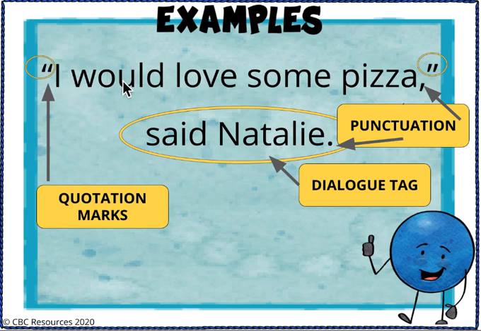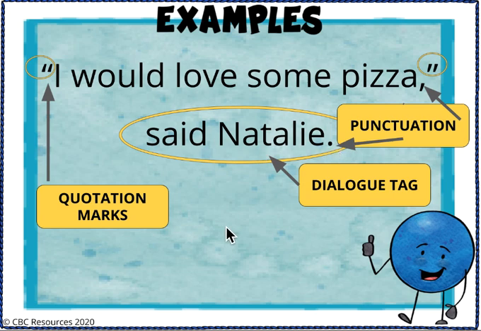So here's an example. "I would love some pizza," said Natalie. Well, Natalie is saying, "I would love some pizza," and we put quotation marks in front of her words and after her words. We used a comma. Notice the comma comes and then the quotation marks. We use a comma because this is a statement. All right. The dialogue tag is "said Natalie," and don't forget a period at the very end of that sentence. So it would be quotation mark, "I would love some pizza," comma, quotation mark, said Natalie, period.